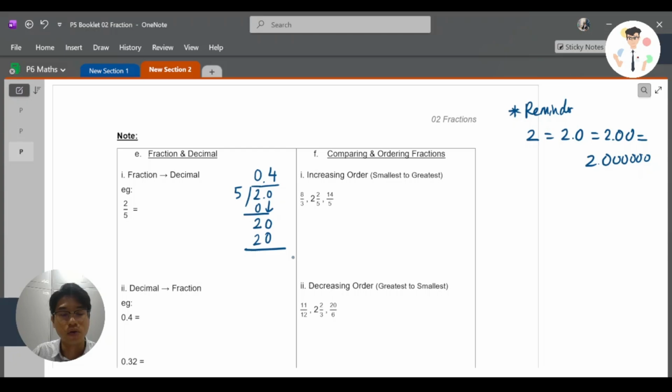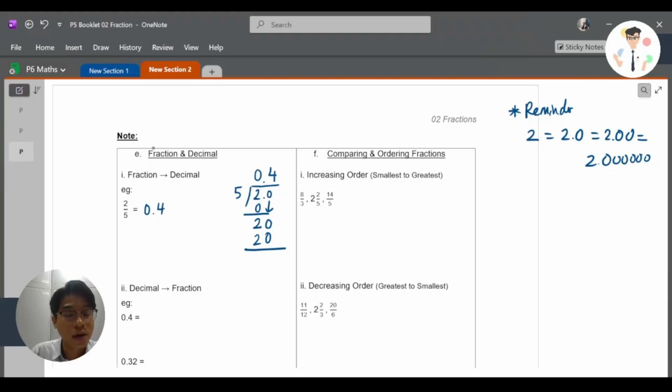And we are done. So converting to decimal means that we need to make sure we actually complete until we don't have anything at the bottom. So in this case, the answer is 0.4. Do you get me? Okay.